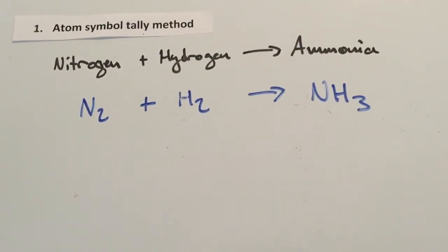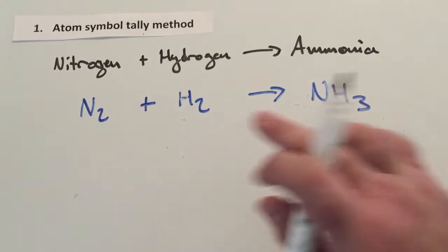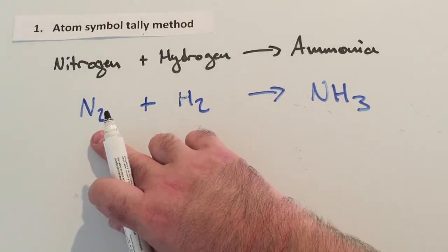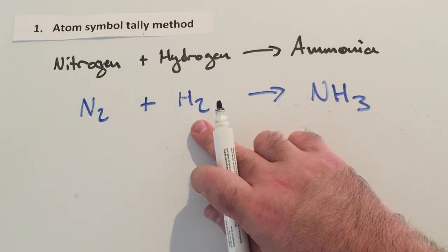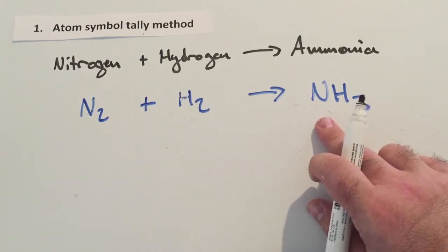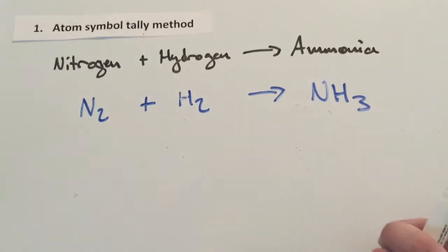Okay, starting with the atom symbol tally method, we are going to demonstrate how to balance a chemical reaction. The reaction we are going to use is the reaction between nitrogen and hydrogen to form ammonia, which is known as the Haber process, and we will look into that in more detail in Year 12. Now, if we have a look at this, we start with nitrogen, that's an N2 molecule. We have a hydrogen, H2 molecule, and we have ammonia, that's an old name for a chemical. It's not in any way a systematic name, and so that's NH3.